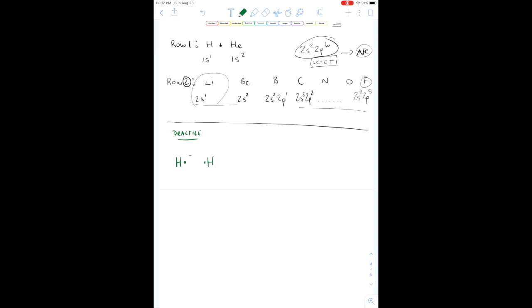Hydrogen has 1 valence electron in group 1, and another hydrogen atom coming together makes elemental hydrogen. That's H with a single bond to another H. So the point here is that it's in group 1 and it has only 1 bond. Beryllium is in group 2 and it has 2 bonds. Boron is in group 3, it has 3 bonds. Carbon is in group 4 and it has 4 bonds.